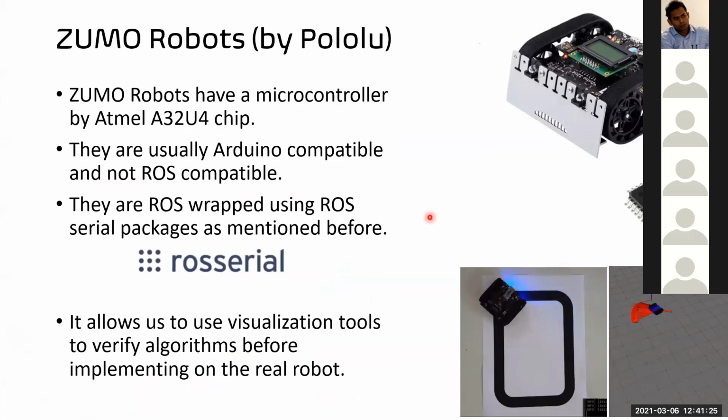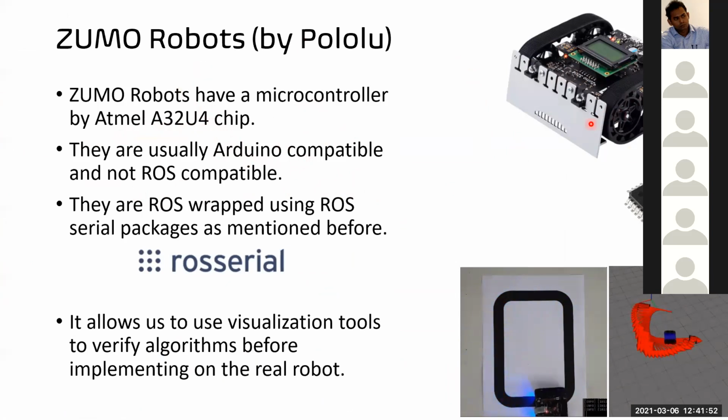So this is a robot that we already have in our university. This is called a Sumo robot. It is a differential drive robot, and this differential drive robot usually has a microcontroller called the Atmel ATmega32U4 chip. And it is usually only Arduino compatible, but not ROS compatible.